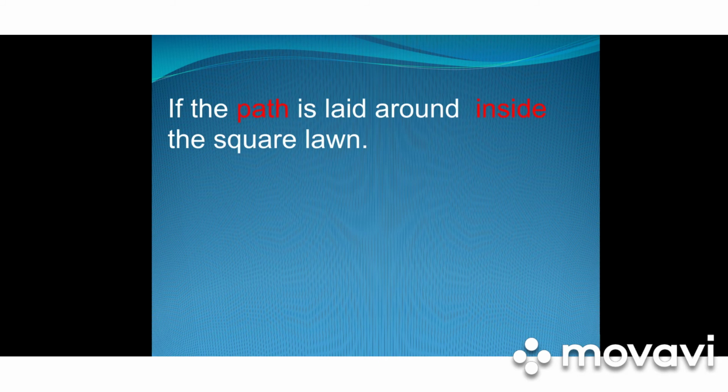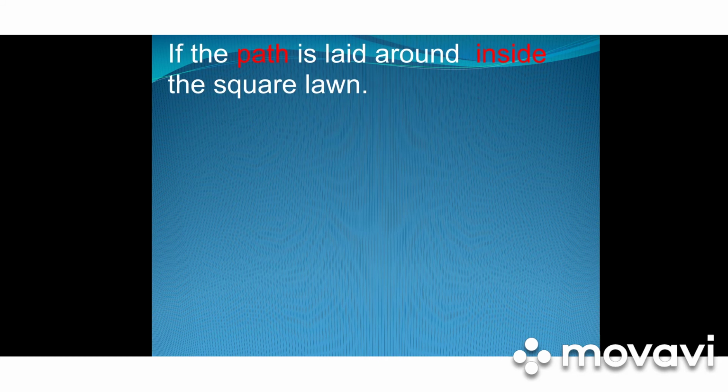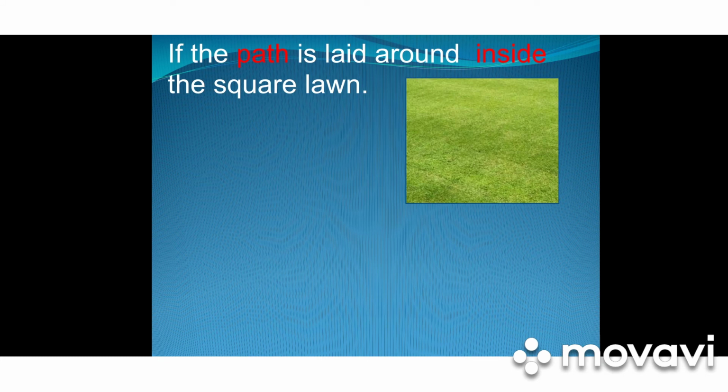If the path is laid inside the square lawn, sometimes you may not have the place outside your boundary. Yes, sometimes it may happen. Then what do you have to do? You have to construct your path inside your lawn only. Look at the figure here. This is your square lawn. You don't have the place outside around it, but you want to construct a path. So what will you do? You will take the path in your land only.